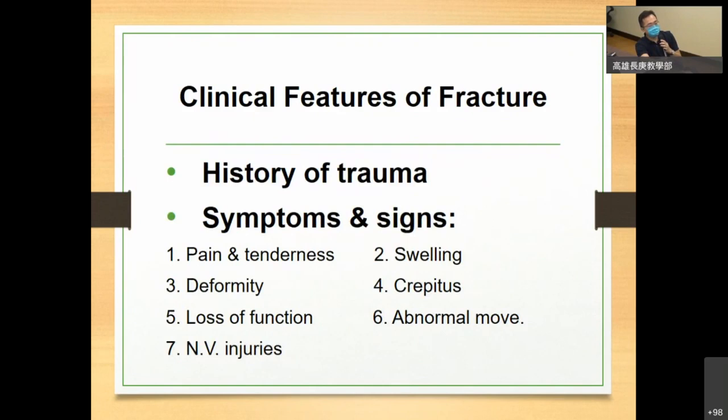What symptoms and signs should we ask about? First is pain, its location, and whether there is tenderness, swelling, deformity, or crepitus. What is crepitus? Crepitus means a popping sound over a joint. With a bone fracture, the patient may lose function. You should know which part of the limb has lost function, whether there is abnormal movement, and most important, whether there is a neurovascular injury.